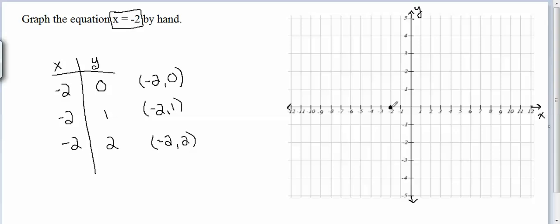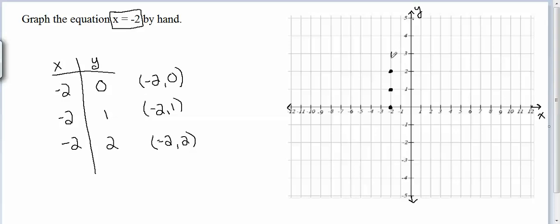Next, I need the point negative 2, 1. So I stay at negative 2 for x, but I go up to 1 for y. And for my last point, negative 2, 2, I stay at negative 2 for x, and I go up to 2 for y. So I have 3 points there, making a nice line.